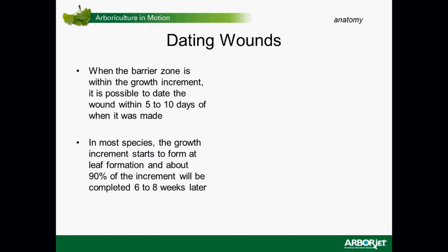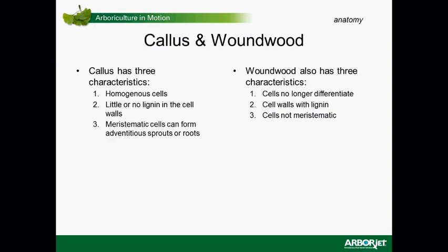So when a barrier is within the growth increment, it is possible to date the time that the wound occurred. This is kind of cool, so I just threw this in here. In most species, the growth increment starts to form at leaf formation, when leaves start to form, and 90% of that increment will be completed 6 to 8 weeks later. So if you cut a tree down and the wound response you're looking at occurred within the middle of the increment, you can calculate that it occurred approximately 7 weeks after leaf formation normally started that particular year.